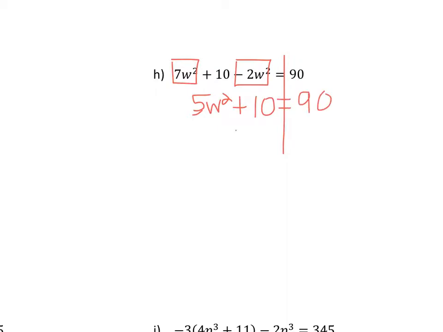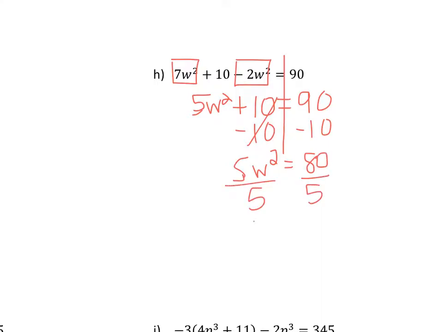Just like a normal equation, I'm first going to get rid of my addition by subtracting 10. 5w squared equals 80. Divide by 5 to get that w by itself, and we get 16. To get rid of a square, we square root. Remember, square roots have both positive and negative, so plus or minus 4.